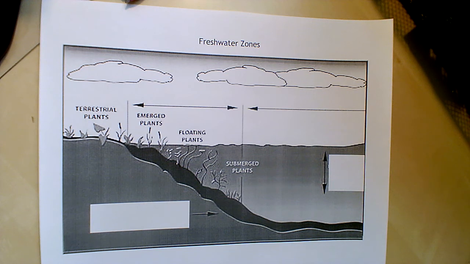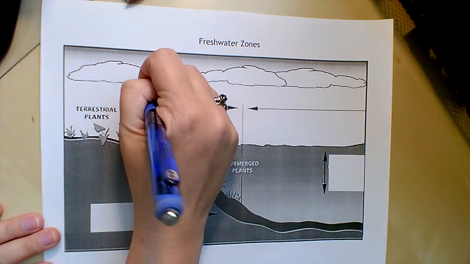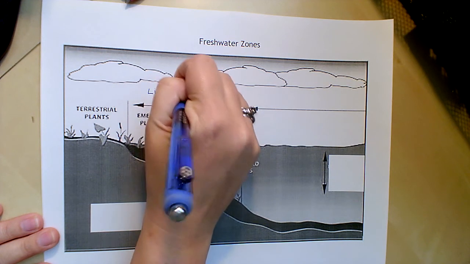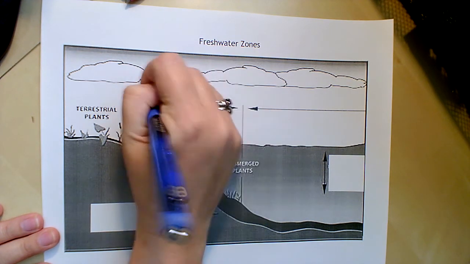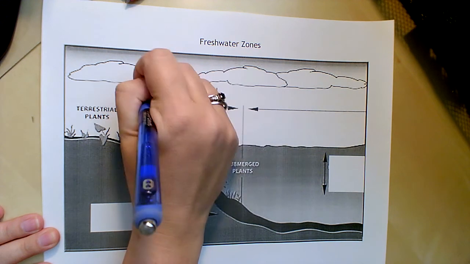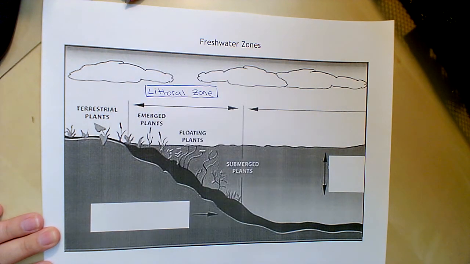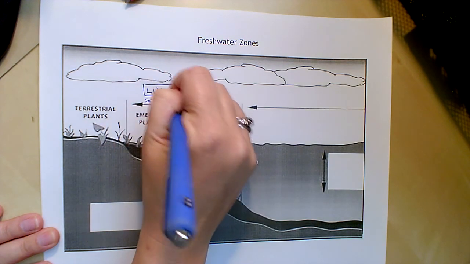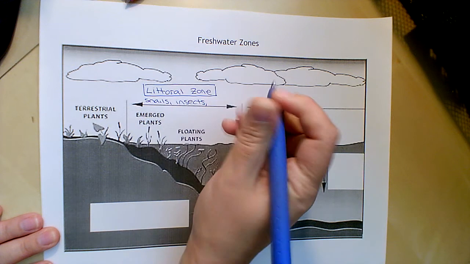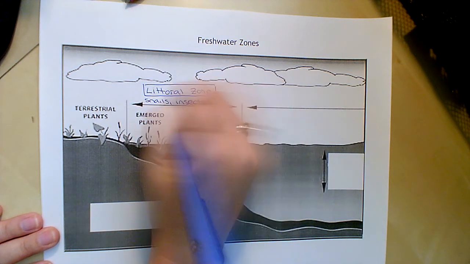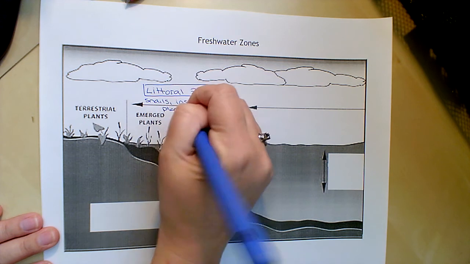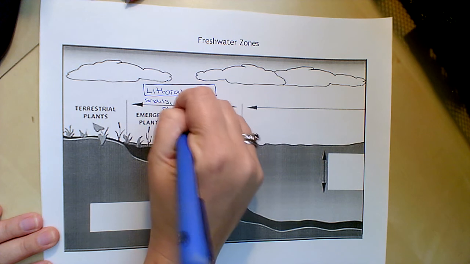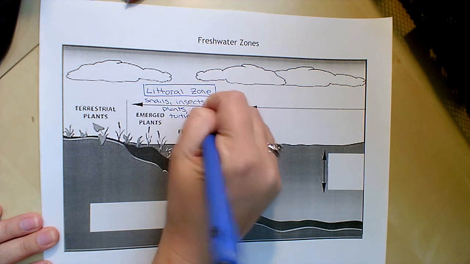So let's label this on our sheet. So right here we have the littoral zone. In this space, lots of things found here. Snails, insects, fish, plants, frogs, turtles, etc.